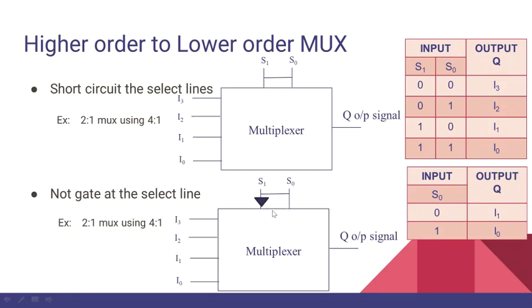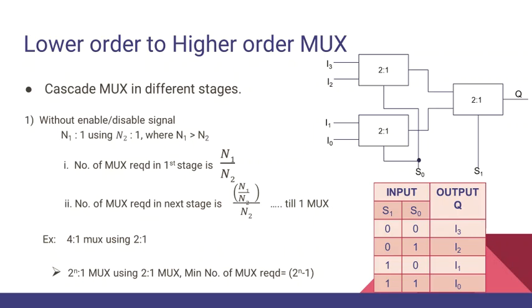This will act as a 2:1 multiplexer rather than a 4:1 multiplexer if we connect the NOT gate to this S1 like this. Next, let's see how a lower order multiplexer can perform as a higher order multiplexer. This is done by cascading the multiplexers in different stages.